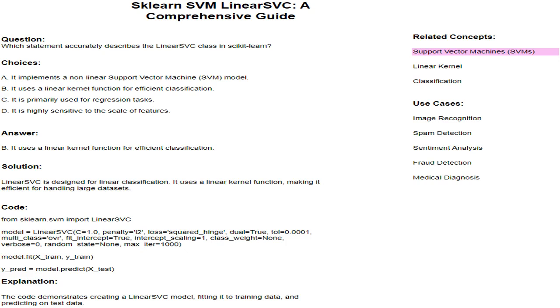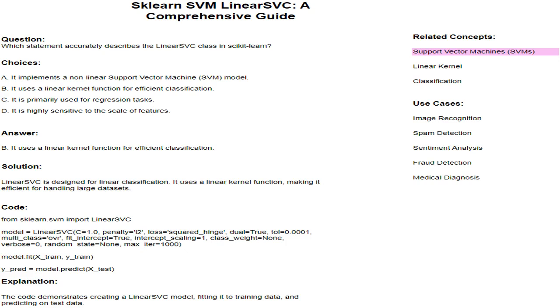Support vector machines (SVMs). SVMs are supervised learning models used for both classification and regression. They find a hyperplane that best separates data points into different classes, maximizing the margin between the hyperplane and the closest data points, the support vectors.